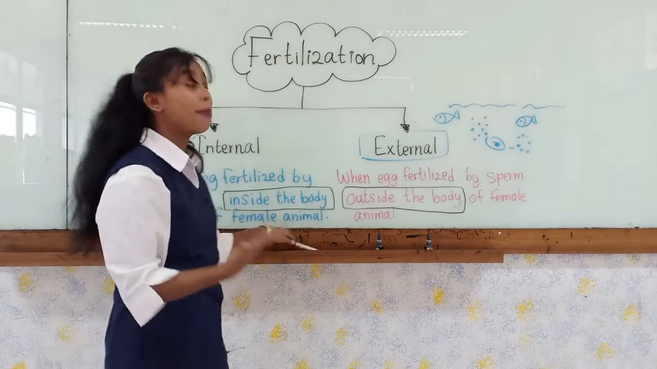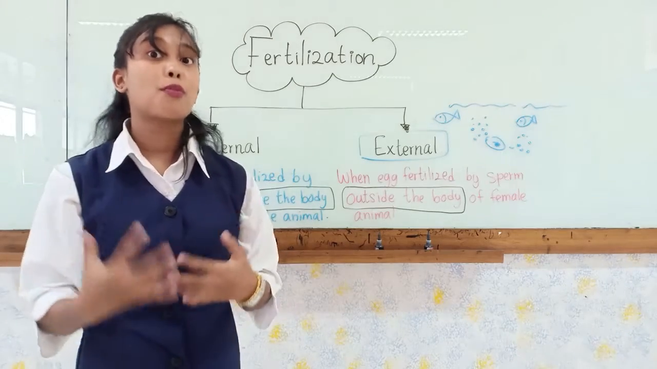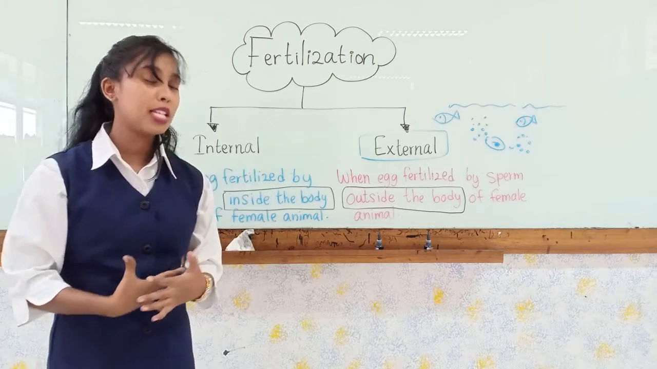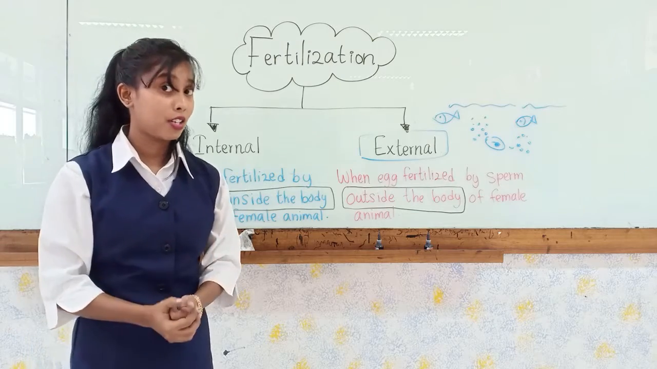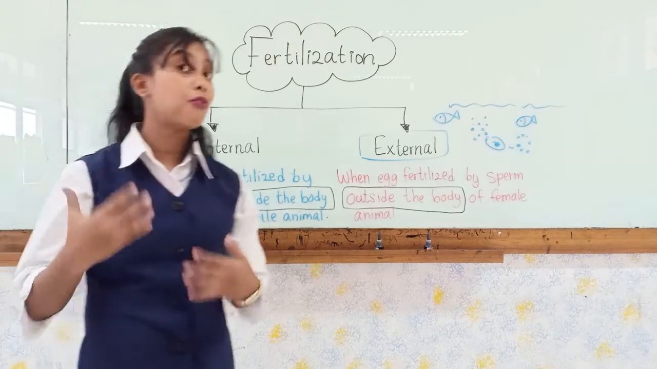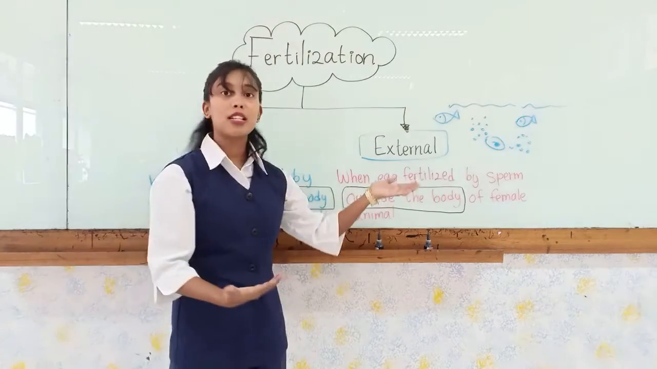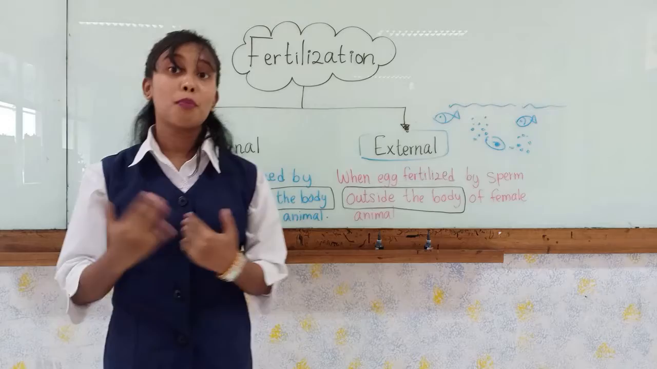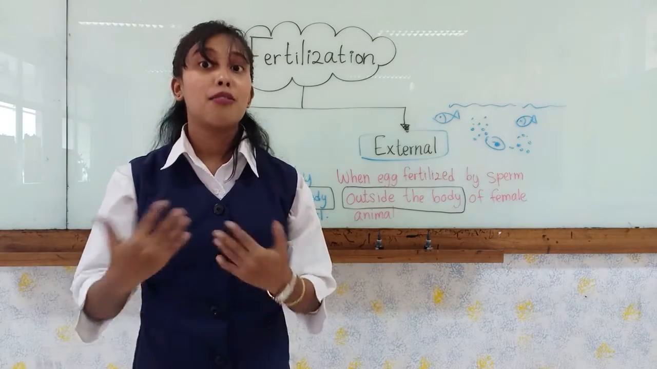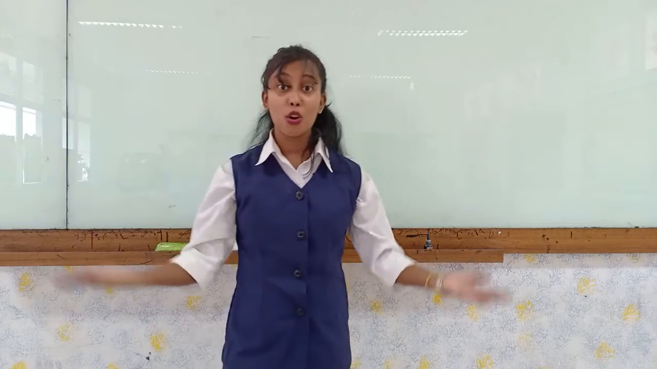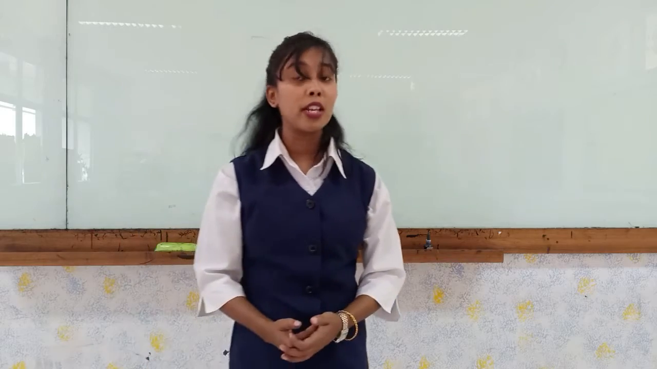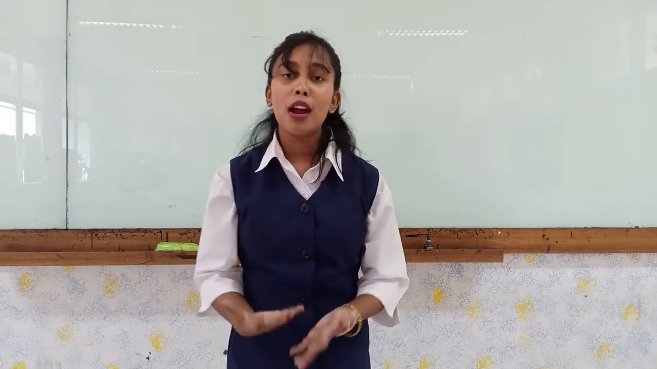It is different from mammals. Mammals have the process inside the body. So mammals have internal fertilization, but amphibians and some fish have external fertilization. That means the fertilization process happens outside of the female animal. Today we learned about why human reproduction is very important and about fertilization. Remember, human reproduction is very important because we as humans are not going to live forever, so we need to reproduce.